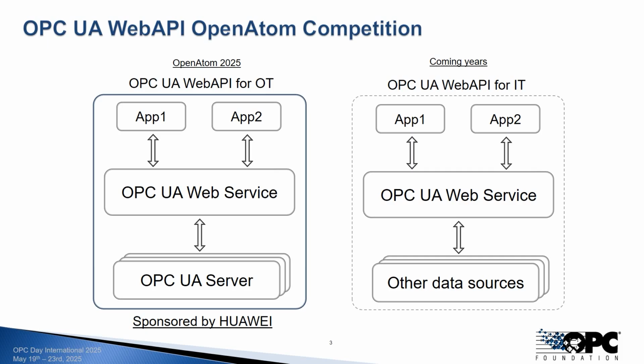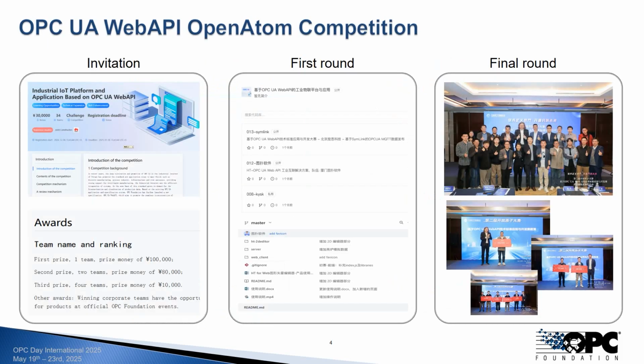So for the year 2025, we will focus on putting the Web API on top of existing UA technologies. And after that, for the coming years, more capabilities of this Web API will be showcased, such as DPP, digital twin, and AI. That is how the competition starts.